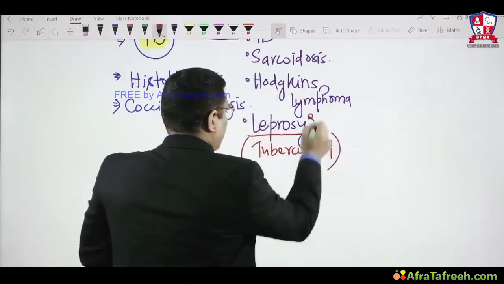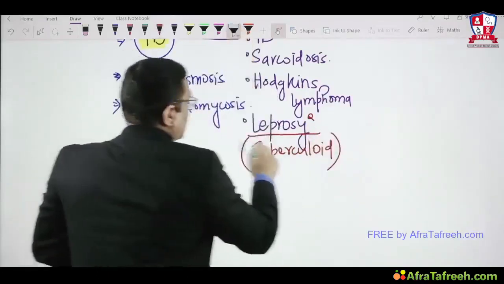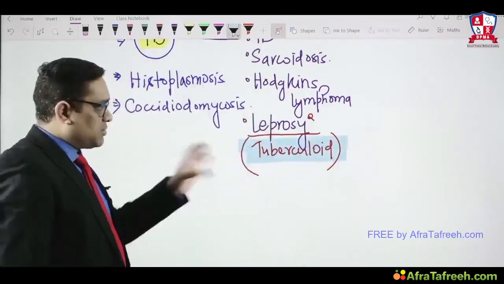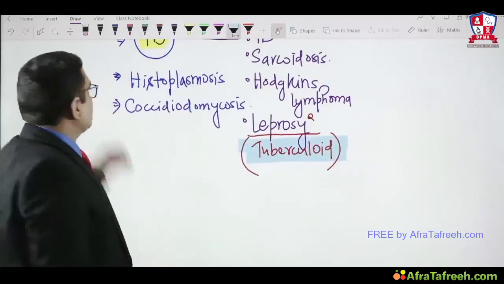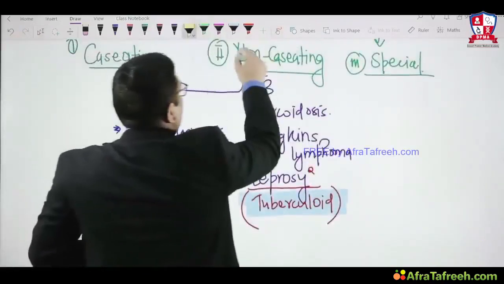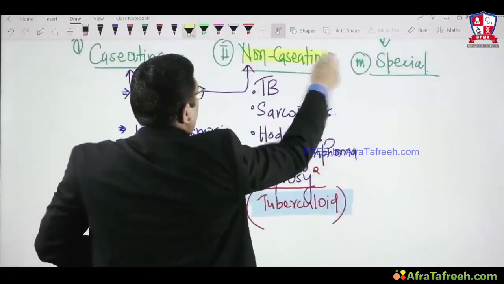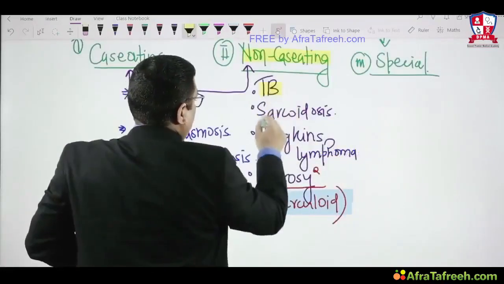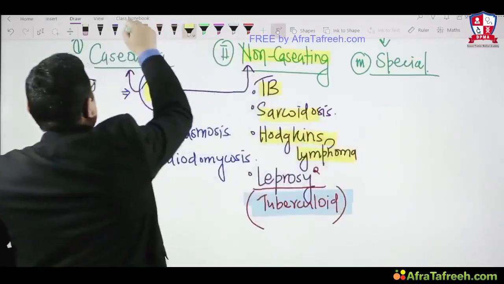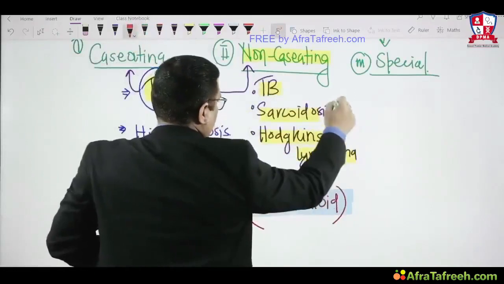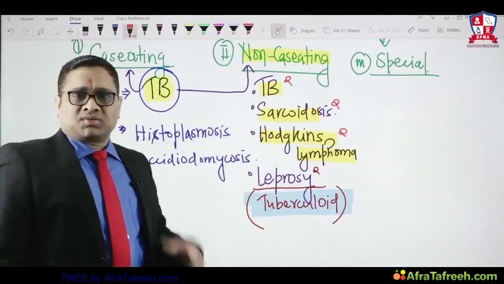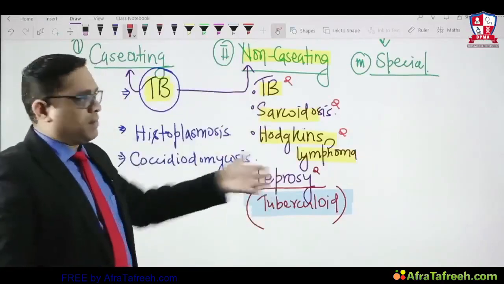So the tuberculoid type of leprosy will have non-caseating granulomas. This is how we have to solve this question, so we can easily make it out. This is the question in the exam. They asked, okay, non-caseating granulomas will be seen in TB, sarcoidosis, Hodgkin's lymphoma, and the fourth option in the exam, which was not the correct option, was metastasis of cancer. So these are the important things which the examiner had asked, and this is how the question will be framed in the exam.